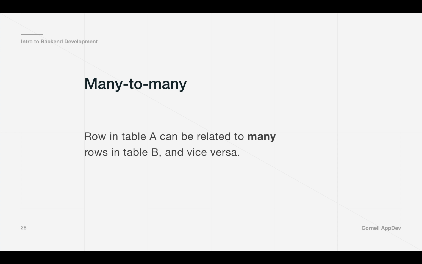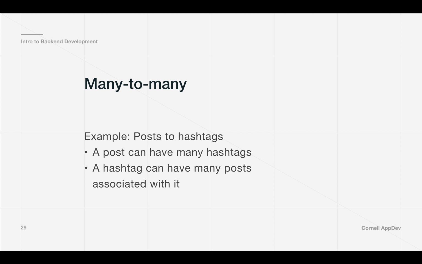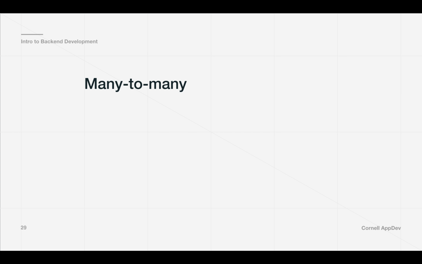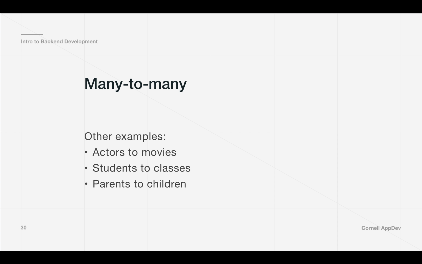And then the last one is many-to-many. Rows in table A can be related to many rows in table B and vice versa. A good example is posts to hashtags. When you create a post on Instagram, you can have many hashtags in your post, but if you click on that hashtag, a hashtag can have many posts associated with it. So that's what many-to-many means, and here are some more examples, like an actor can be in many movies, and a movie can contain many actors. Does anyone have any questions about database relationships?